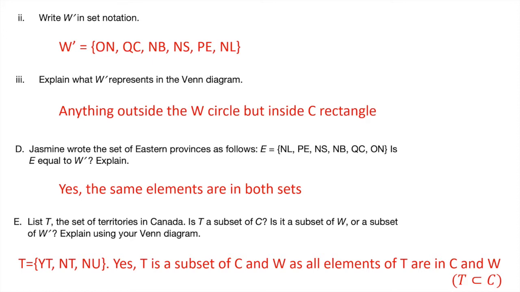If we talk about W, is T a subset of W? Again, we determine that all the territories are actually in the western part of the country, which means that every single element in T is also in the subset W, which makes it a subset of W itself. So there's an important notation that's written in the bottom right corner of this screen, where you see T and then a sideways U and then the letter C. What that represents is that T is a subset of the set C, which is what we determined previously.